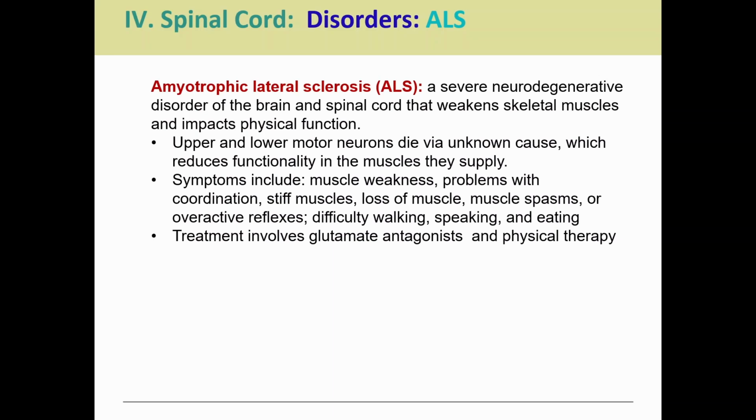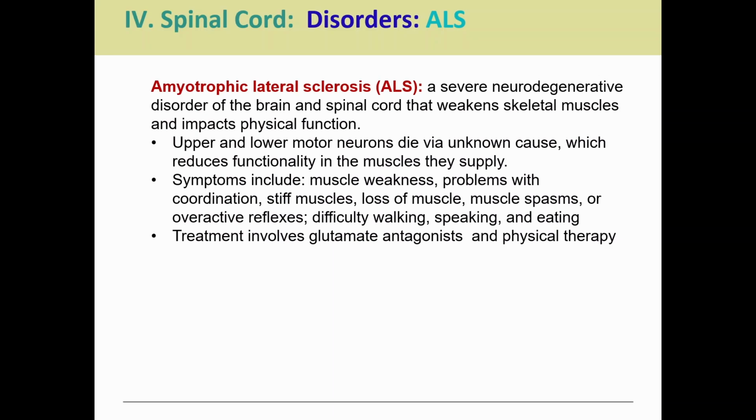Usually there's medications like glutamate antagonists, physical therapy that can help. But this is something that will continue to get worse. It can vary from person to person in terms of how long or how fast it progresses, although usually it's just a few years before the person passes away from this. And usually, not always, but usually the cause of death for someone with ALS is respiratory failure.